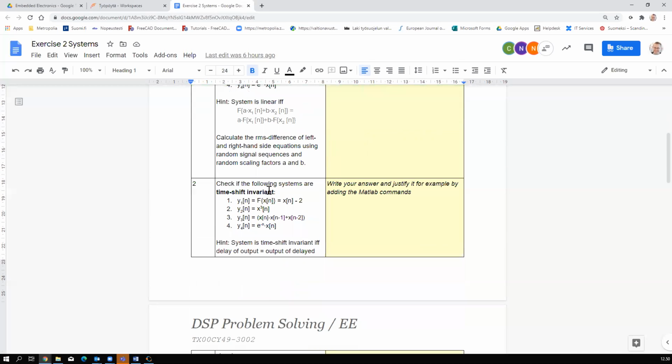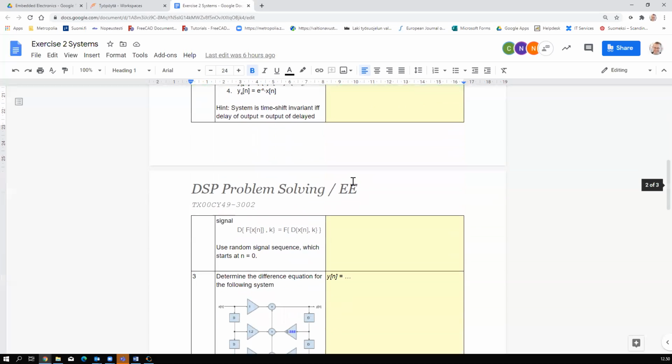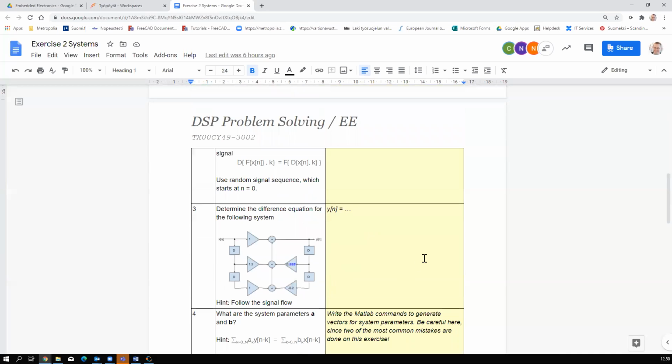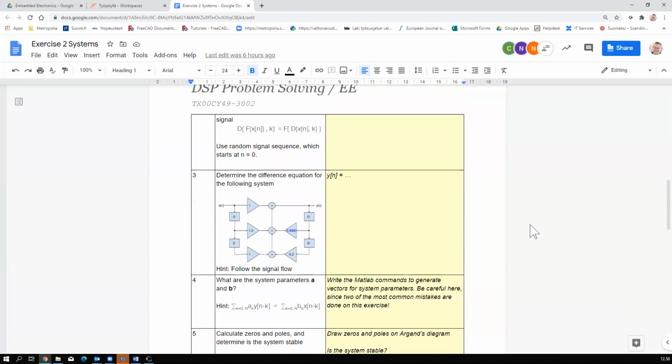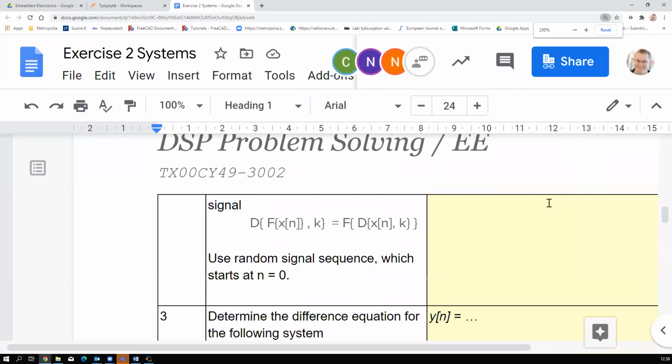We are not too much interested in causality or, well, stability is in our interest, but it's easiest to check from the zeros and poles. Okay, then there is a difference. Well, let me expand this a little bit.